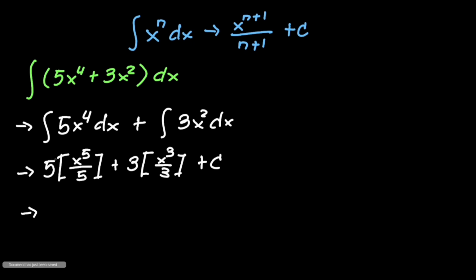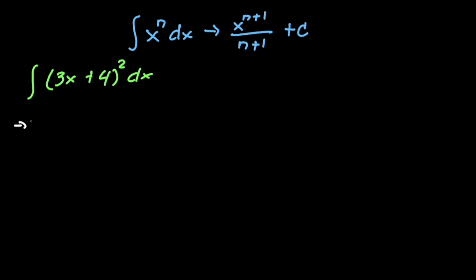5 divided by 5 will cancel each other out, so you will get x raised to the power 5, plus 3 divided by 3 will be 1, so we're left with x cubed plus c.